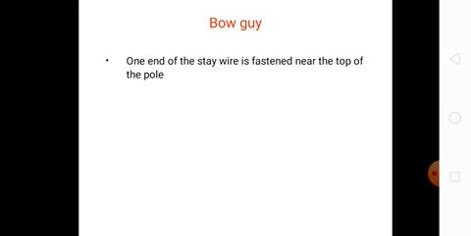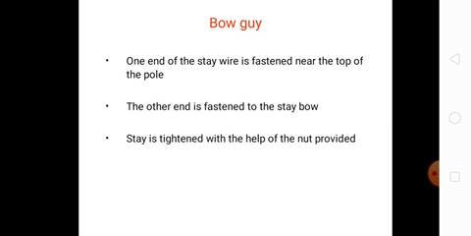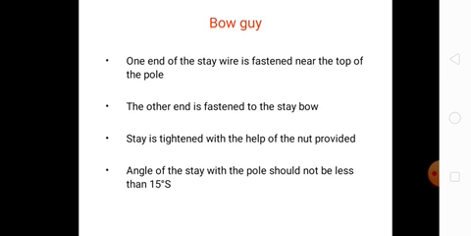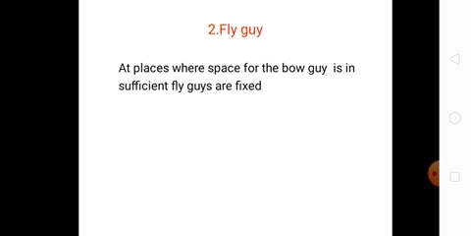Bow guy. One end of the stay wire is fastened near the top of the pole. The other end is fastened to the stay bow. Stay is tightened with the help of the nut provided. The angle of the stay is not less than 15 degrees.